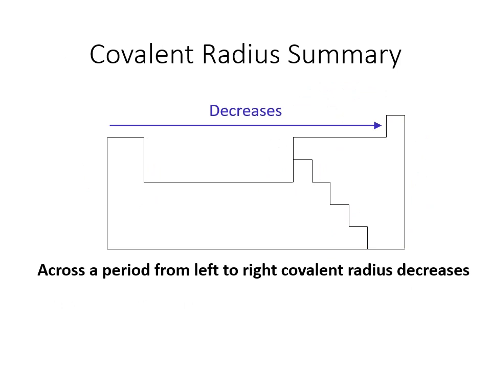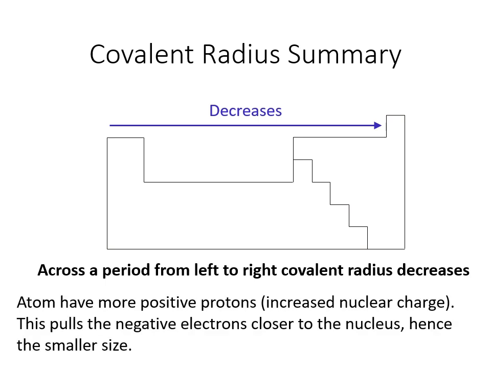And we can summarize this. We can say that across a period from left to right, the covalent radius decreases for the following reasons. So read this, please.